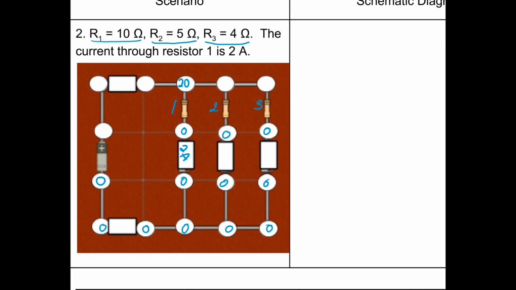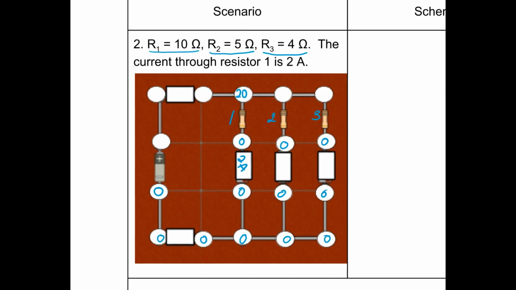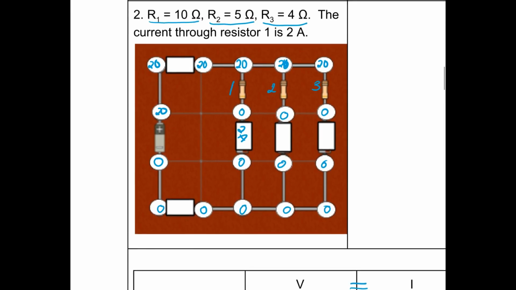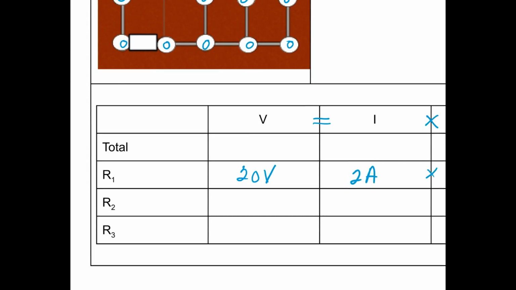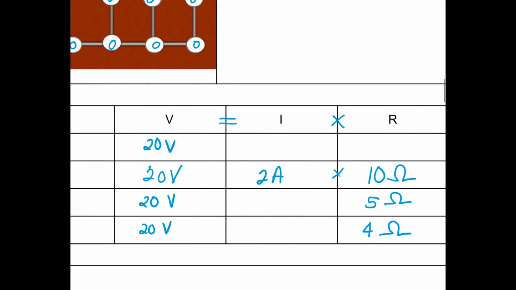And with the rule that the charges are going to have the same amount of voltage here as they do here, we are going to have 20 here, 20, 20. And so everything here is going to be 20. And so that means that our voltage here is also going to be 20 volts, and our total is 20 volts. Okay.